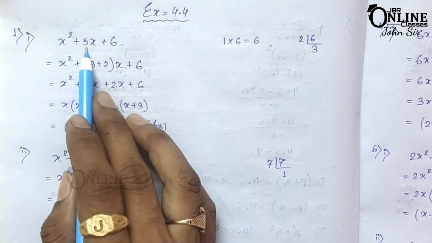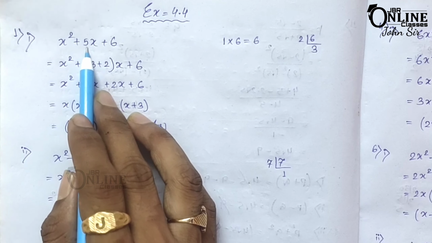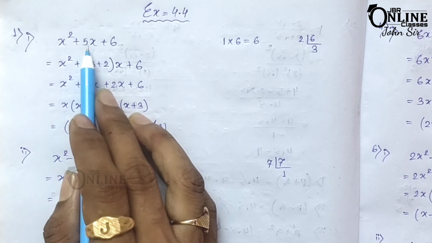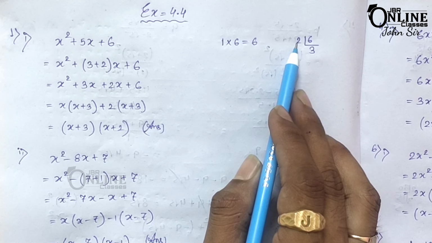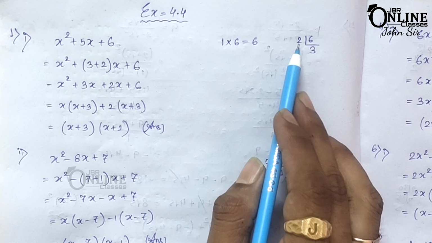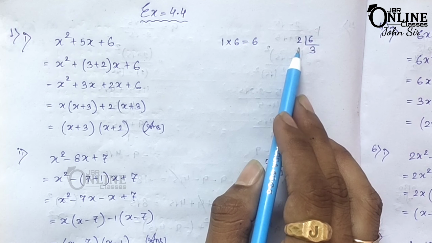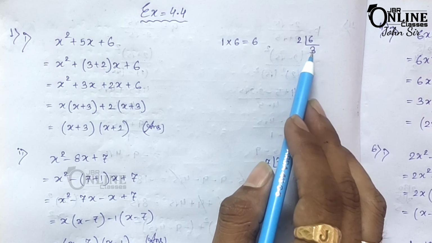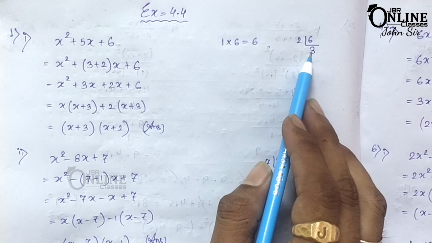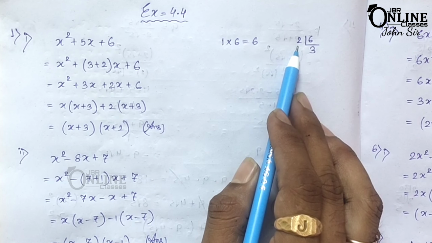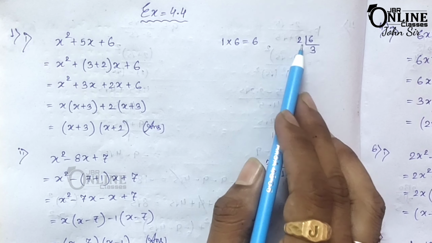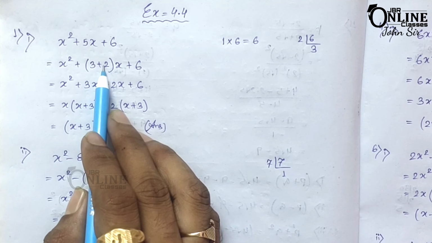Now you have to make the middle term 5 with the help of these factors. Each and every time you have to use all the factors. As 2 and 3 are the factors, you have to make 5 with the help of 2 and 3. So easily, 3 plus 2 becomes 5, you know that.